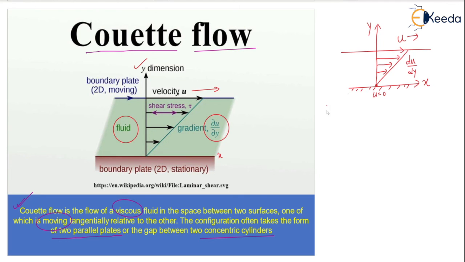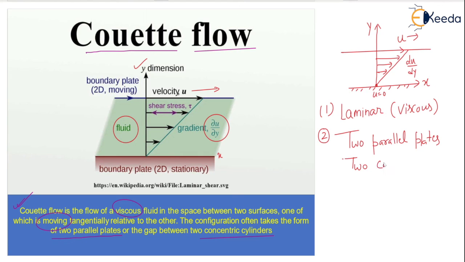So what are the important conditions of Couette flow? How will you say whether a given flow is Couette flow? I'll tell you. First, the flow should be laminar, also known as viscous flow. Correct. Number one condition. Number two, two parallel plates or two concentric cylinders. That is two surfaces. Two concentric cylinders. This question already came in the exam. And third condition is relative motion. Okay. Then only you can say that the flow is a Couette flow.